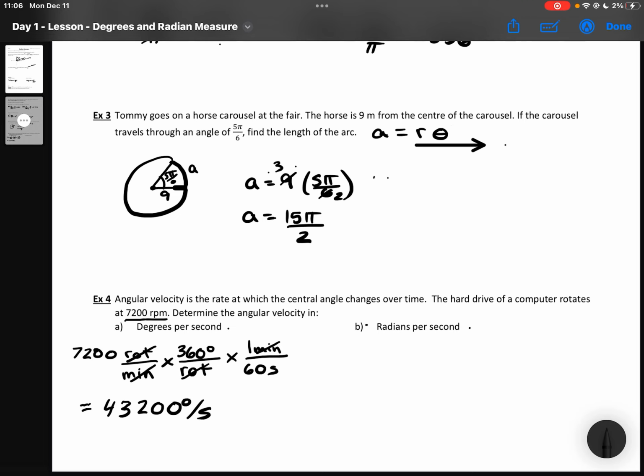43,200 degrees per second. To change that into radians, I'm going to take 43,200 degrees per second, and I'm going to multiply by pi over 180 degrees. That's going to let me cross out my degrees and be left with radians. And I can simplify that to an exact answer as 240 pi radians per second. And that is what a radian is and how you change between degrees and radians.